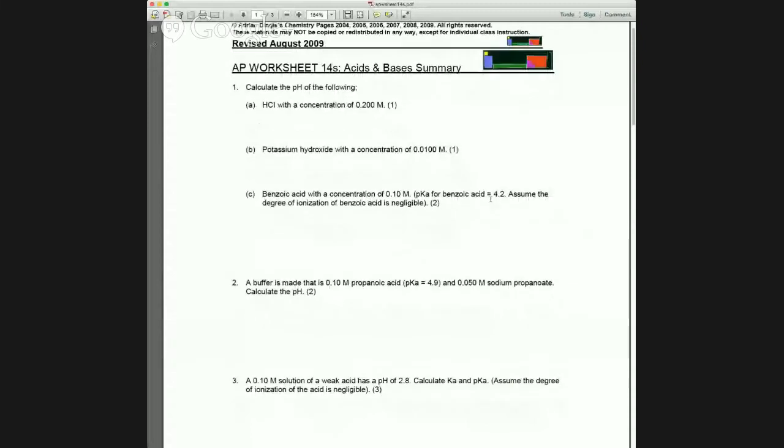There we go. I believe it was number 2, right? 1C, 2 and 3. Okay, 2. A buffer that is made of 0.10 molar propanoic acid with a pKa equal to 4.9 and 0.050 molar sodium propanoate, calculate the pH. So actually, I think number 2 is even a little bit easier than 1C, but of course I would say that.